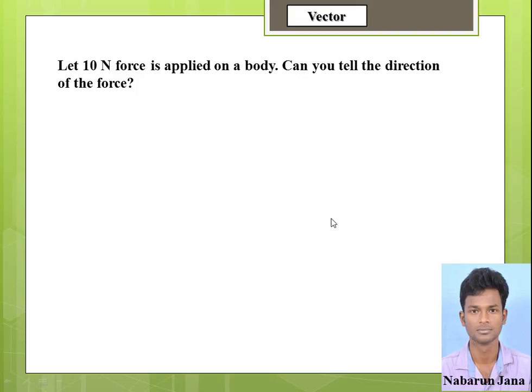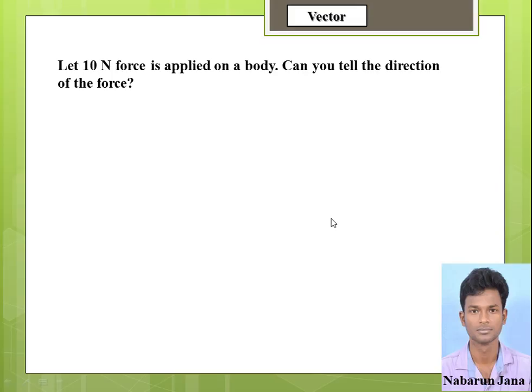You know the meaning of vector. Vector means it has modulus or value as well as direction. But read the question carefully. Let 10 Newton force be applied on a body. Can you tell the direction of the force?